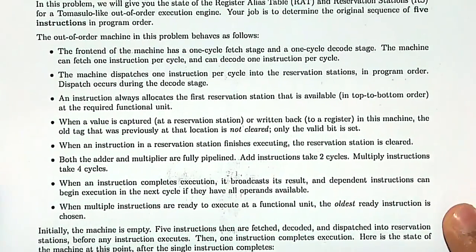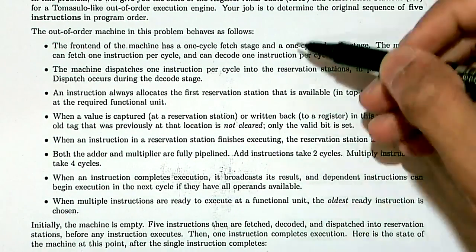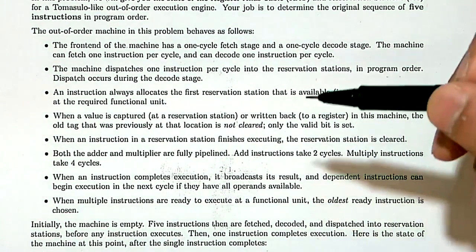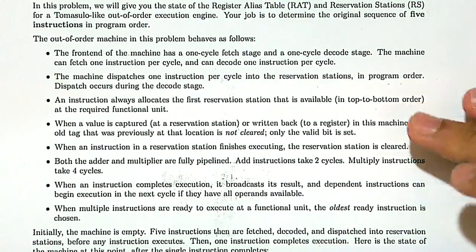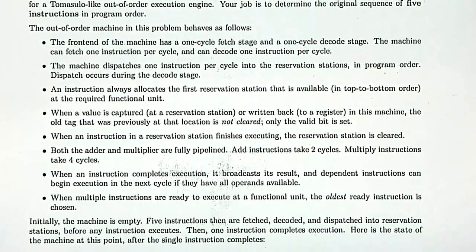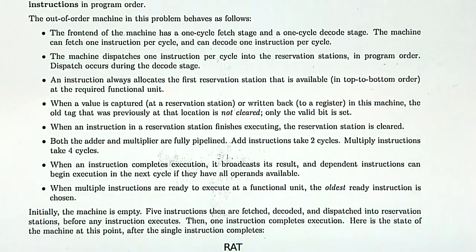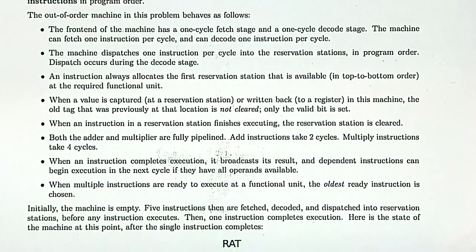And so the question has a bunch of different parameters here. And we detail what the system is like and what all the different things are. And then the question is to determine which 5 instructions are actually executing in this system right now. And so if we go through the system constraints real quick. So for the first one, we have a single cycle fetch and a single cycle decode. And the machine can fetch 1 instruction per cycle and decode 1 instruction per cycle.